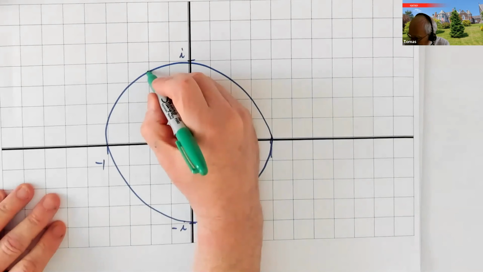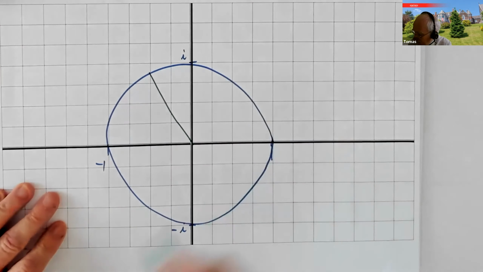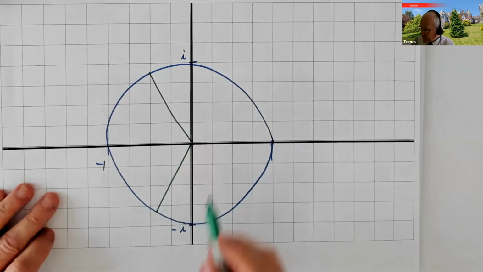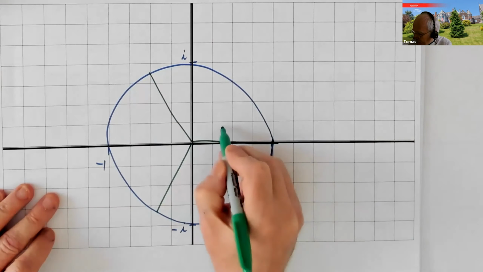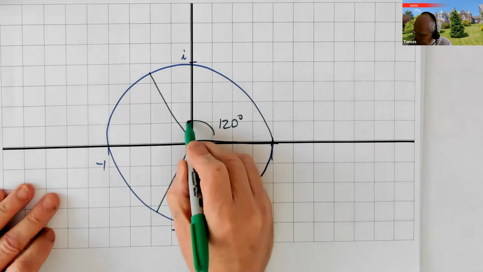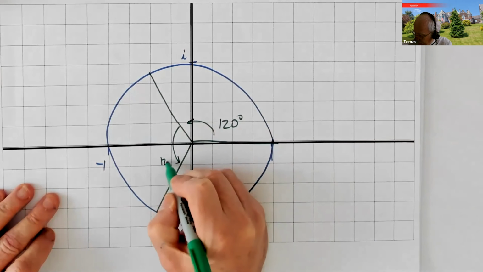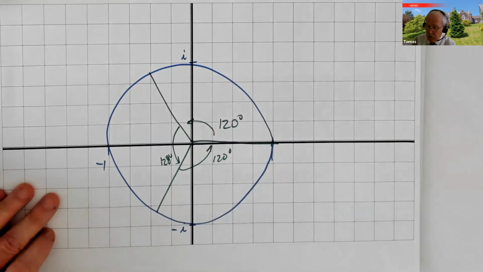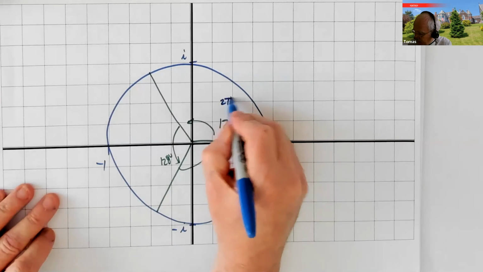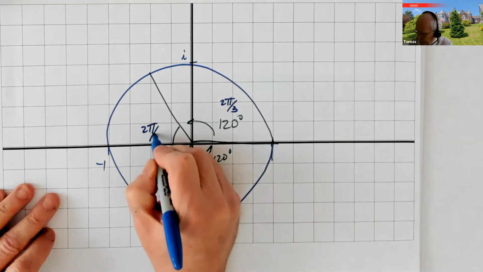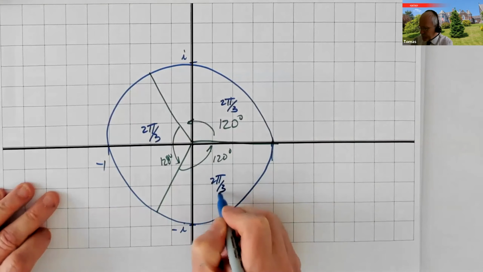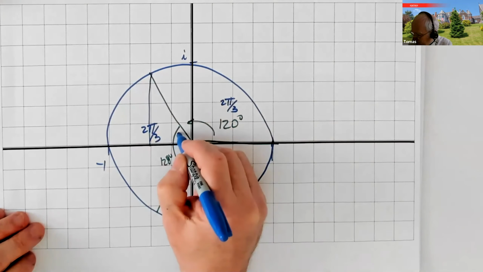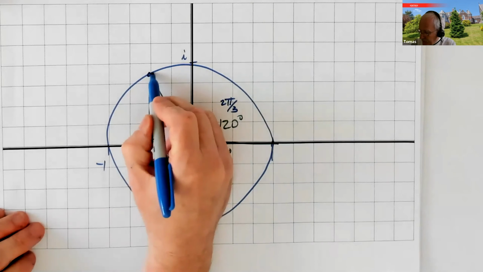So that looks like the circle is split in 3. I have 120 degrees here, another 120 here, and another 120 here. Or if you like to do it as 2 pi over 3, 2 pi over 3, 2 pi over 3. This angle here would be 60. And I could find out what that length is there.